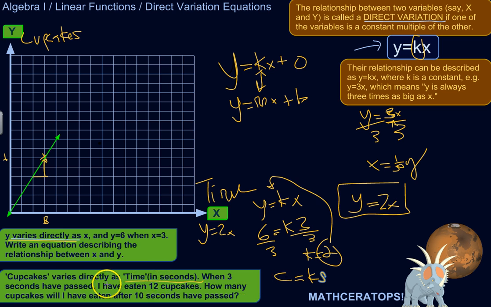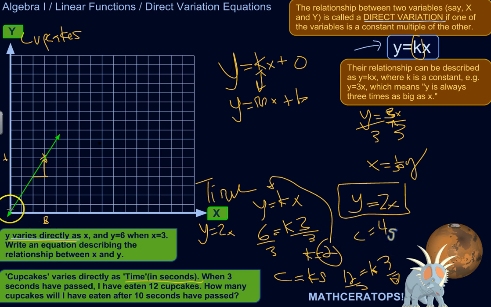Now, when 3 seconds have passed, I've eaten 12 cupcakes. So now we can rewrite this as 12 equals some number times 3 seconds. So how many cupcakes will I have eaten after 10 seconds have passed? Let's write up the equation first. Let's solve for k. Divide by 3, divide by 3. 12 divided by 3 is 4. So cupcakes equals 4 times seconds.